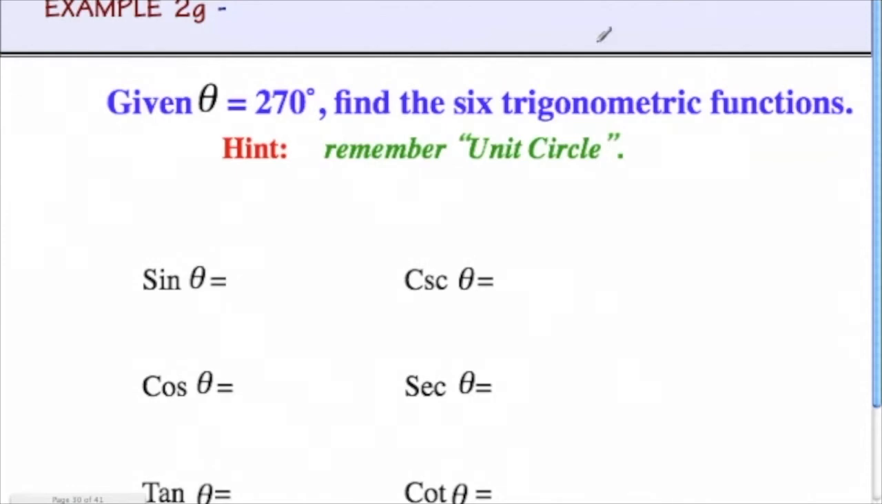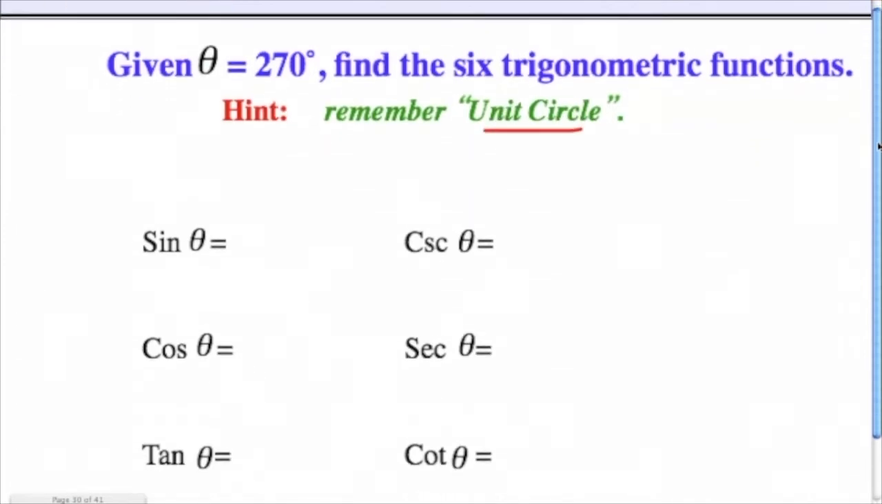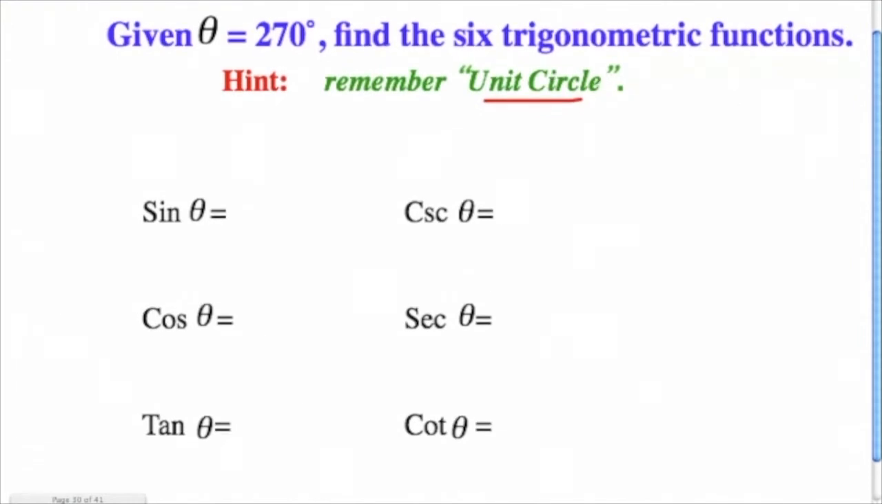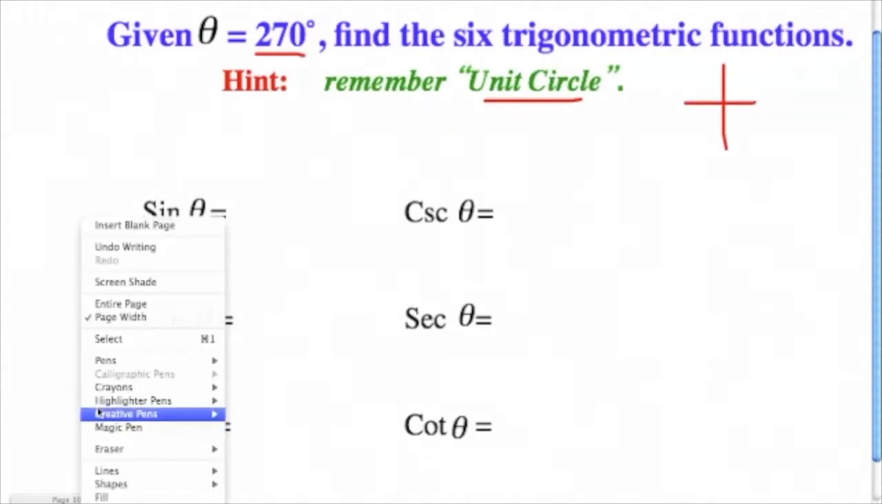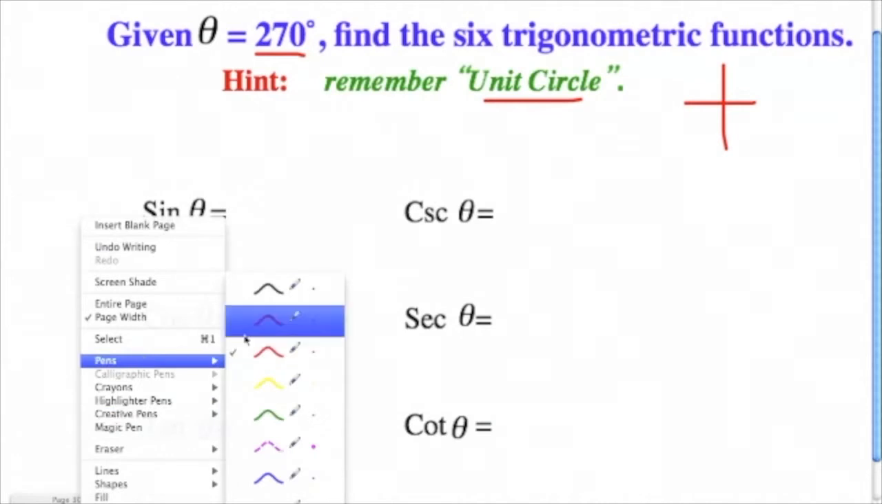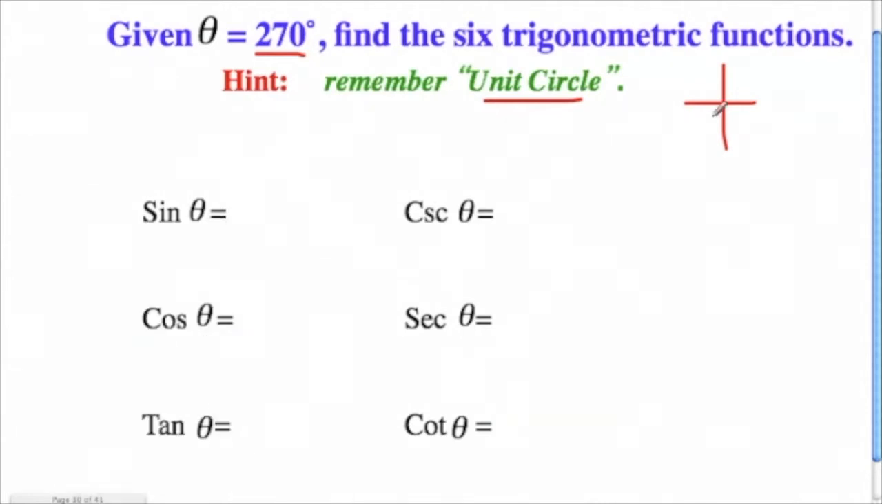Okay, now we've got ones that are landing on the unit circle here. Because I know 270 is not going to be in any quadrant. I'll show you, it's going to be right here. Okay, that's 270 from there all the way around, because there's 90, there's 180, there's 270 right there.